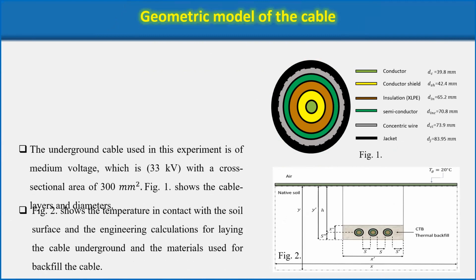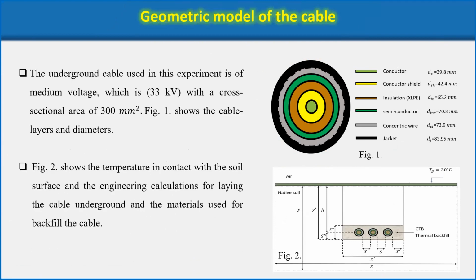The geometric model of the cable. The underground cable used in the experiment is of medium voltage, which is 33 kilovolt with a cross-section area of 300 square millimeters. Figure 1 shows the cable layers and diameters. Figure 2 shows the temperature in contact with the soil surface and the engineering calculation for laying the cable underground and the materials used for backfilling the cable.